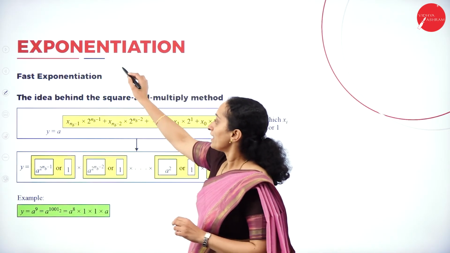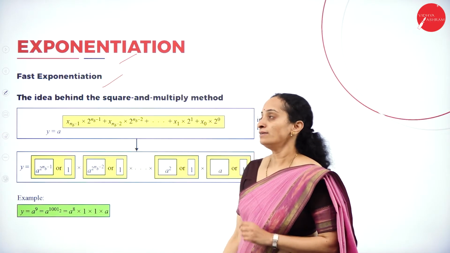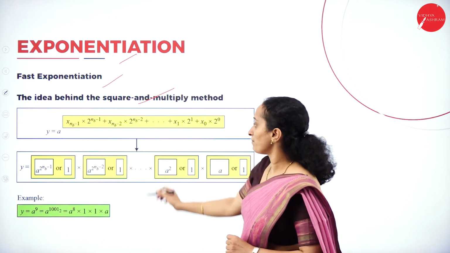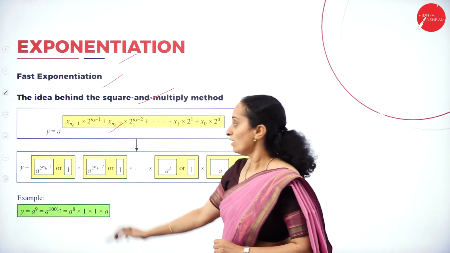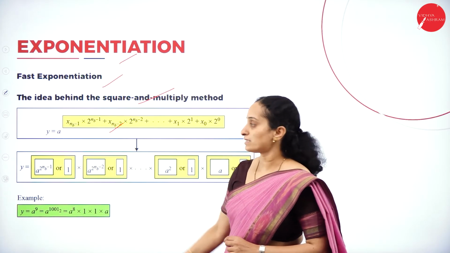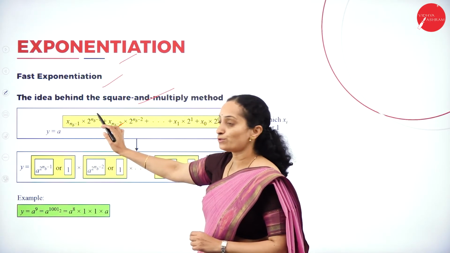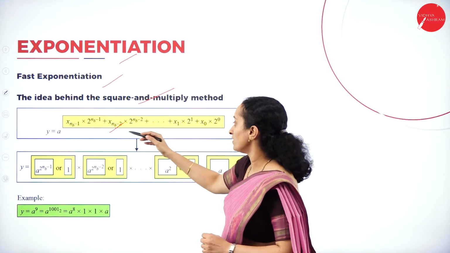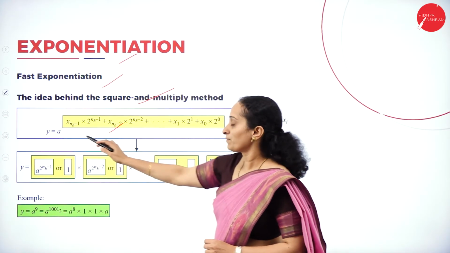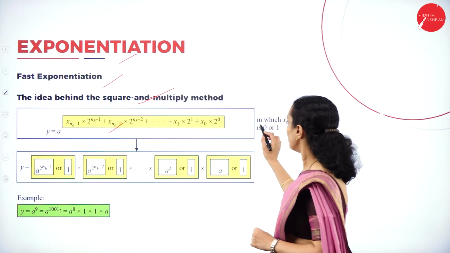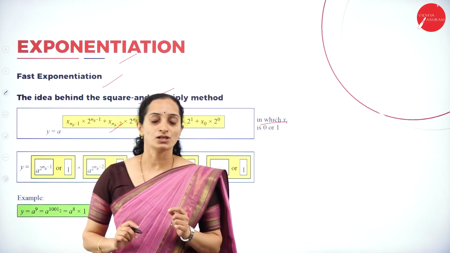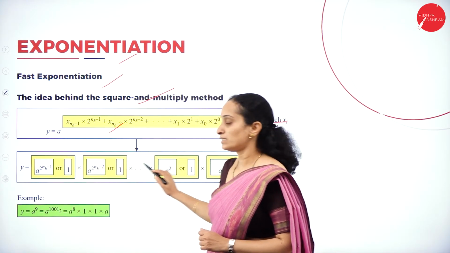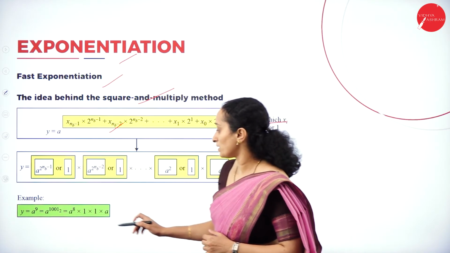So we have an exponentiation method. For fast exponentiation, we use the square and multiply method with this expression: y equals a to the power of the sum of x i into 2 to the power of i, with i up to nb minus 1. So we use both the base and the powers to calculate the exponentiation, with x i equal to 0 or 1. We use this expression to find out the exponentiation.